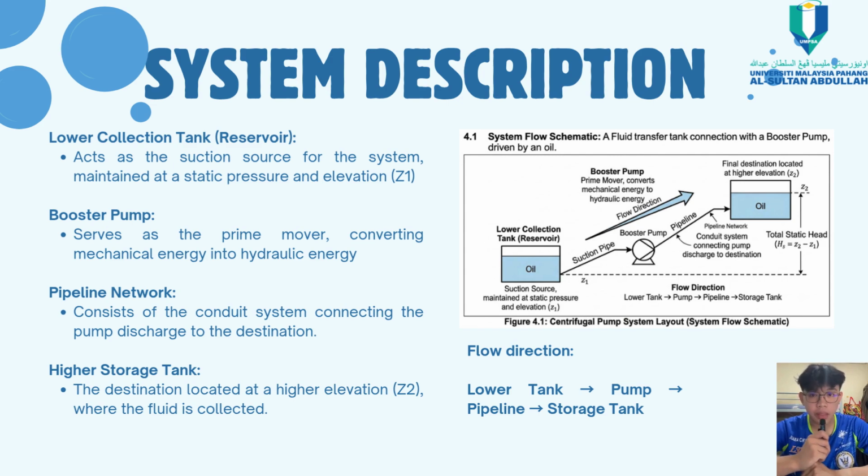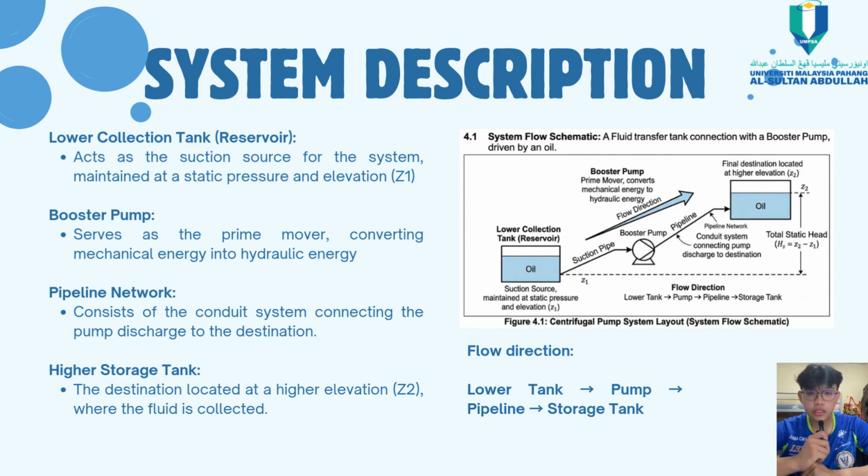Second, we have the booster pump. The booster pump serves as the prime mover, converting mechanical energy into hydraulic energy to overcome the elevation head and provide the necessary pressure to transport the oil to the discharge point. Third, we have the pipeline network. The pipeline network consists of the conduit system connecting the pump discharge to the destination. It serves as the physical path for the fluid transport.